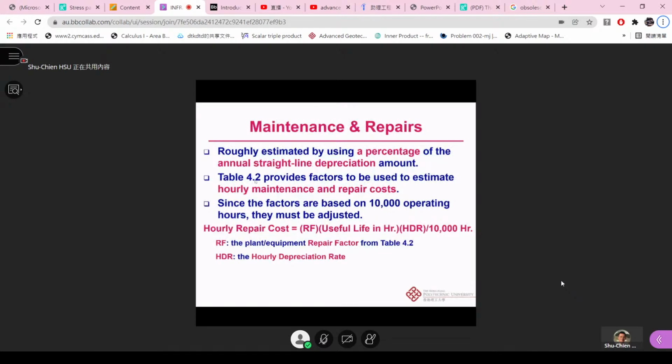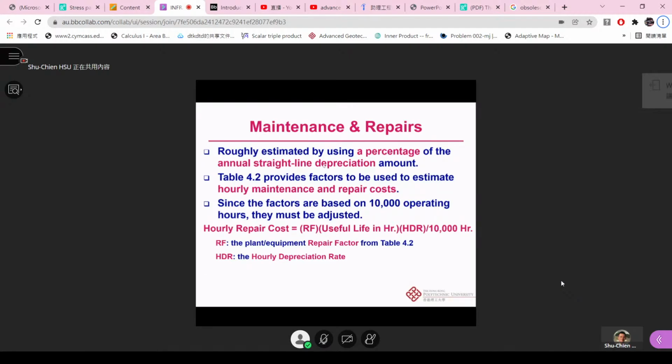So we start with maintenance and repair, roughly estimated by using a percentage of the annual straight line depreciation amount. So here is the part where we really need the depreciation. We just talked about that, right? But for this kind of cost estimation for the equipment, we will mainly use the straight line depreciation. Just a simple assumption.